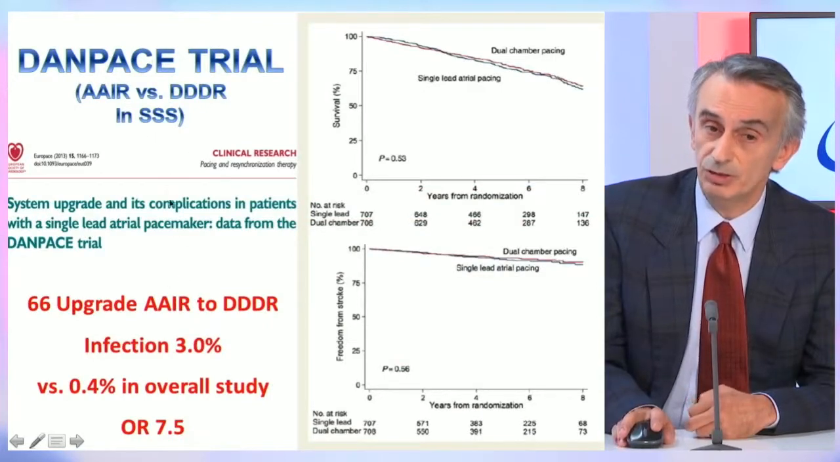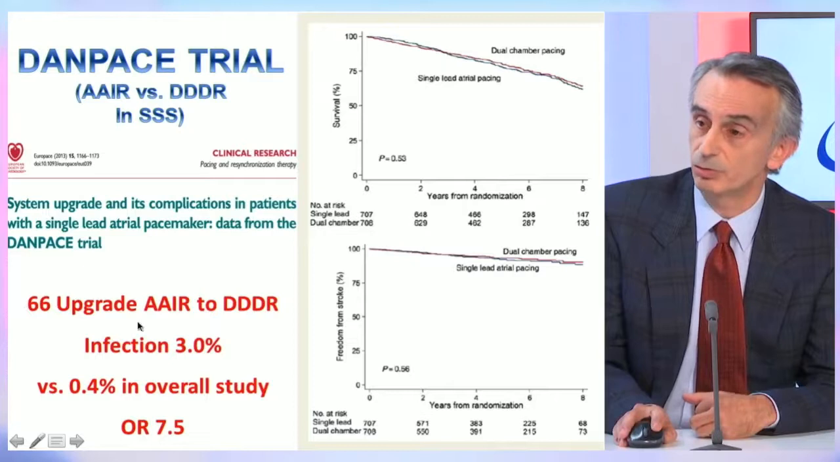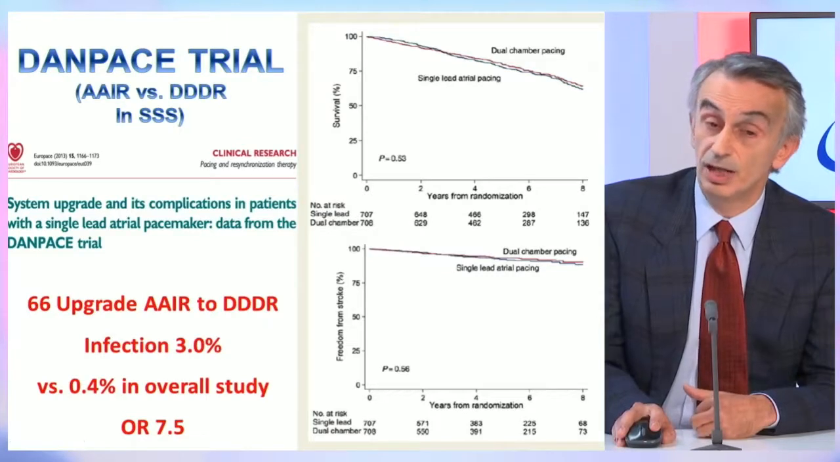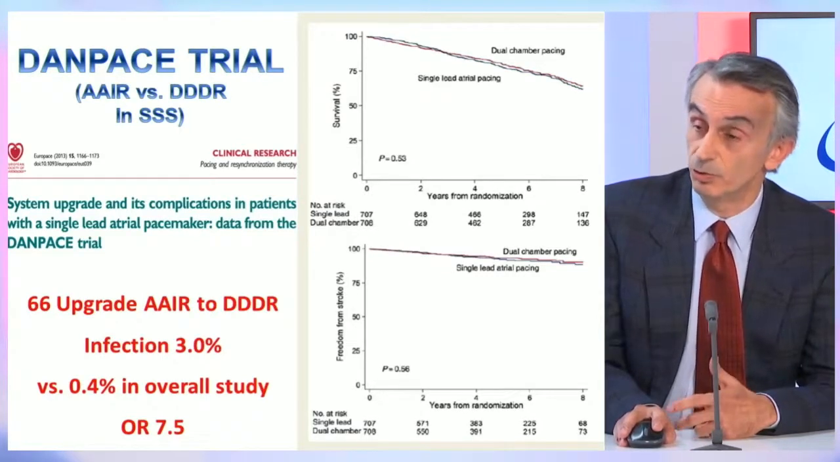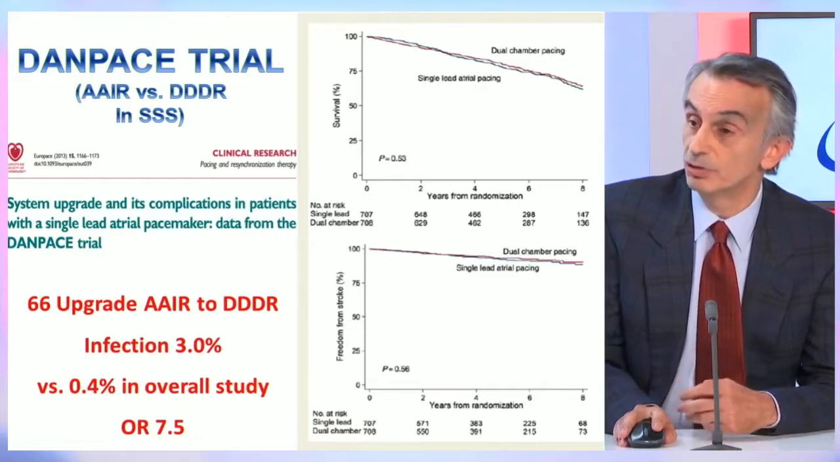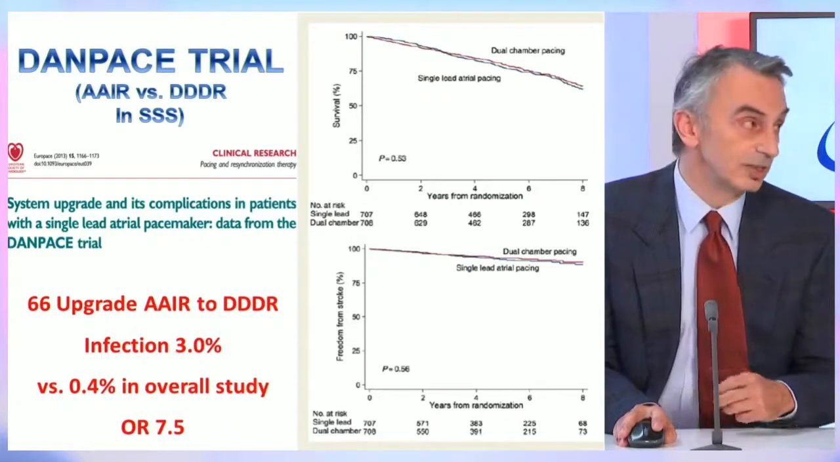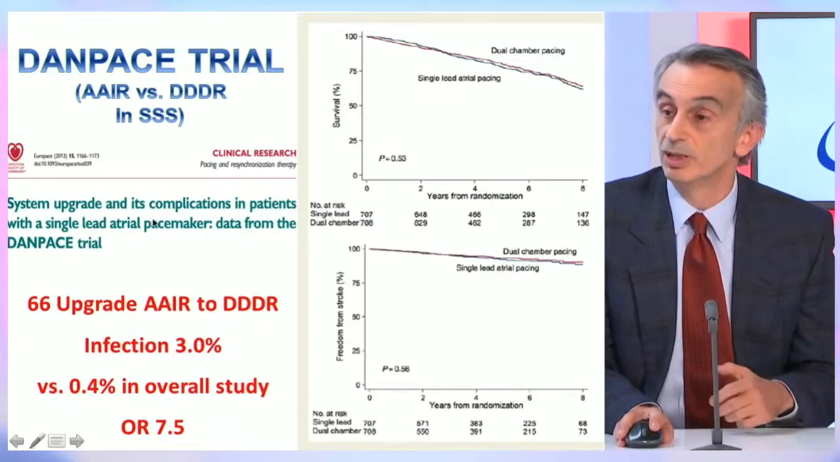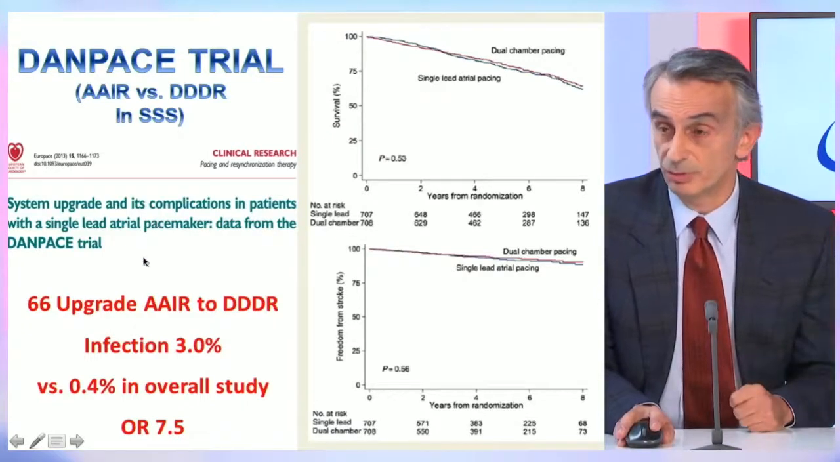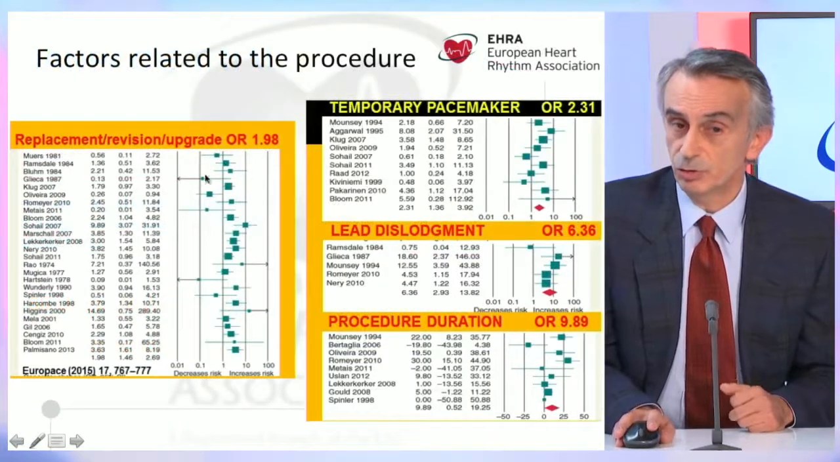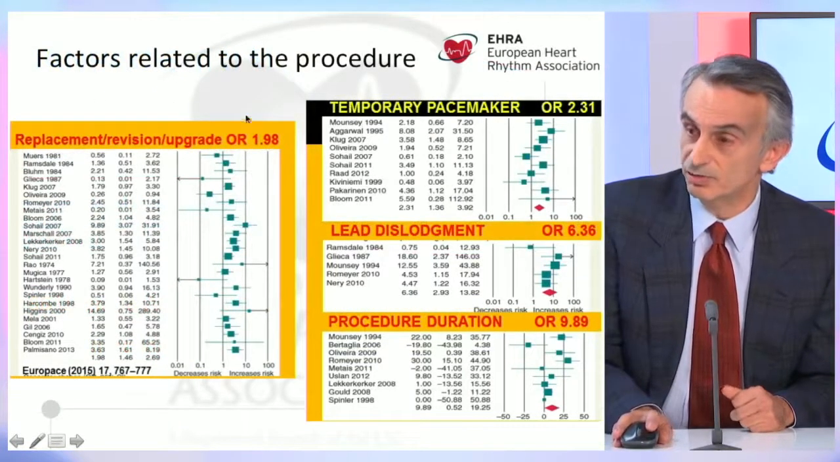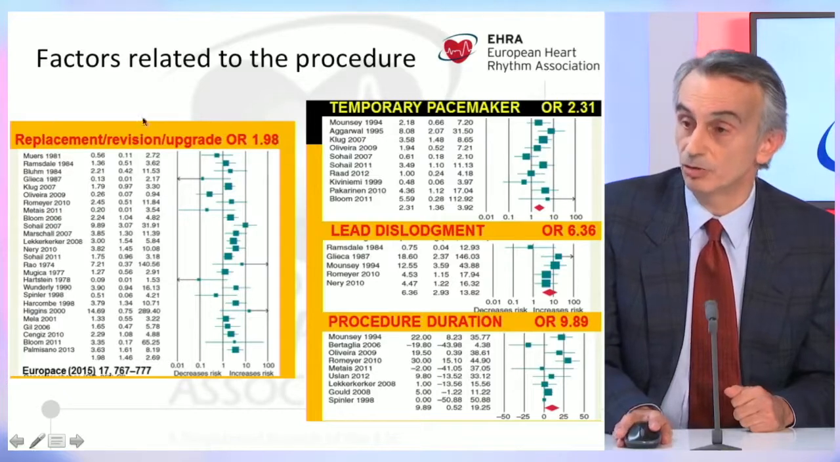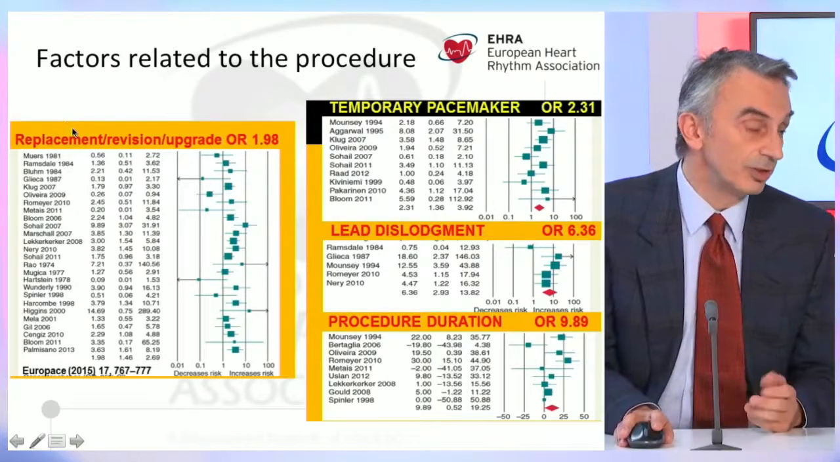Here we have the DANPACE trial where we look at those patients who had an upgrade from a single chamber to a dual chamber pacemaker. The infection rate increased tenfold and increases 7.5 folds, and this was related to a common pocket opening to insert a new RV pacing lead, not a very sophisticated procedure. So I would say what the CRTD and this population have in common is a pocket reopening, in this case for an upgrade. So I would come to the conclusion that opening the pocket in elective procedures doubles the risk of infection, and this is the case of upgrades.